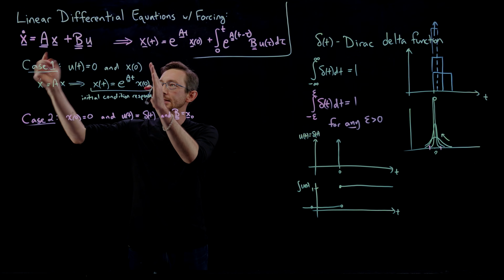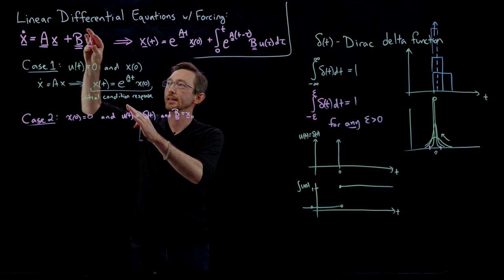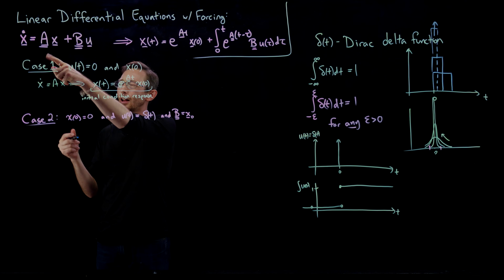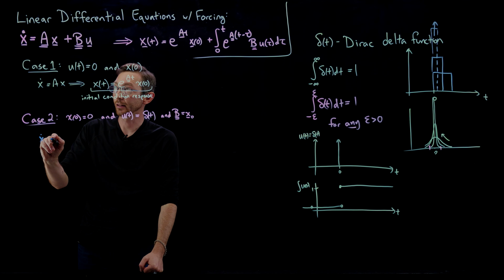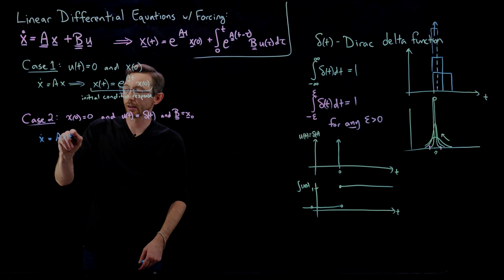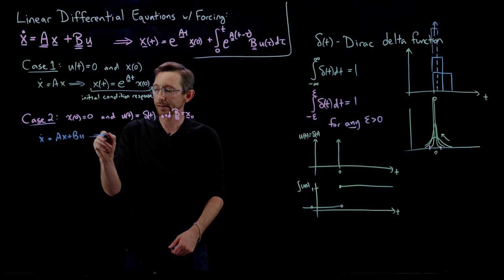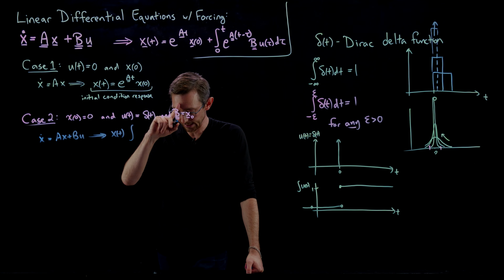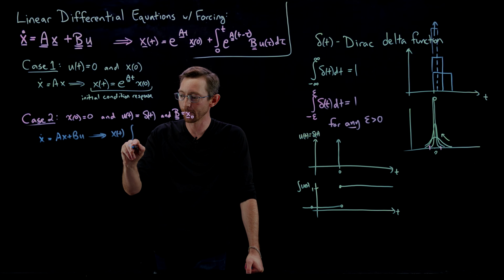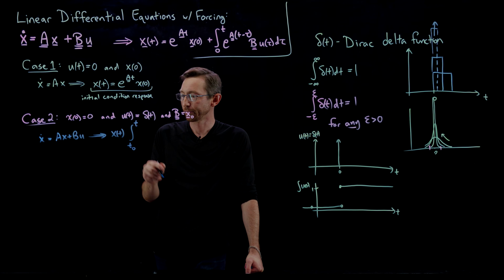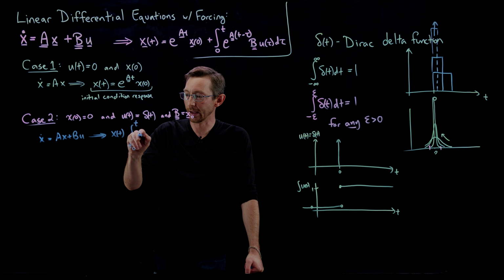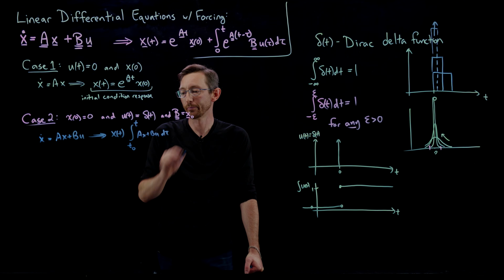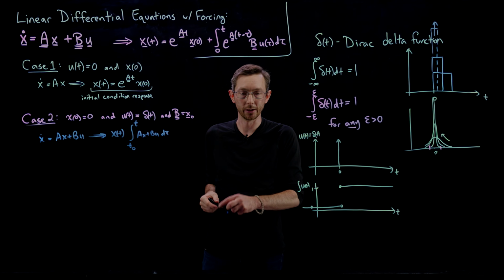So we know how to solve this system if u of t is 0. How do we solve the system now if I have no initial condition, but I have an impulsive input u? I'll write this down: x dot equals Ax plus Bu. That implies that x of t equals the integral from my initial time t naught to t of Ax plus Bu, where these are all functions of tau, d tau.